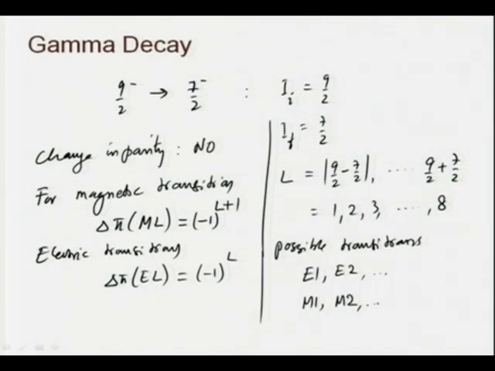With parity consideration, E1 is associated with a change in parity, E2 is associated with no change in parity, because delta pi for an electric transition is minus 1 power L. If L equal to 2, it is plus 1. So, E1 is ruled out in the present example, 9 by 2 minus going to 7 by 2 minus, because there is no change in parity, whereas E1 should have a change in parity. So, E1 is not possible.